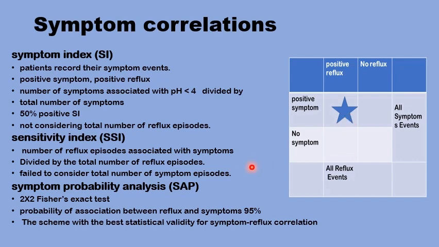The best way of obtaining a validity between the monitoring results and the symptoms is the symptom probability analysis, in which we take into account the numbers in the 2x2 square and do one form of a chi-square test, Fisher's exact test. And if it is positive, that's to say the chances that these symptoms were associated with positive findings by chance are less than 5%, then we have 95% confidence that the symptoms are related to the patient's monitoring results.